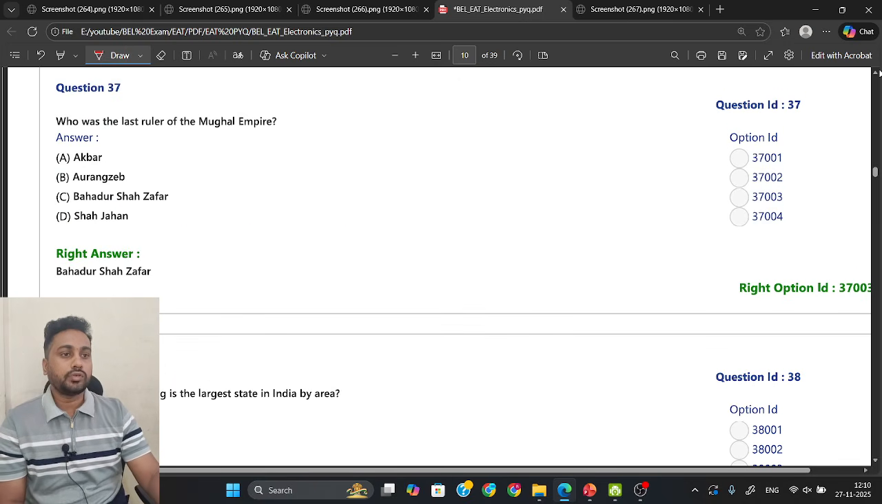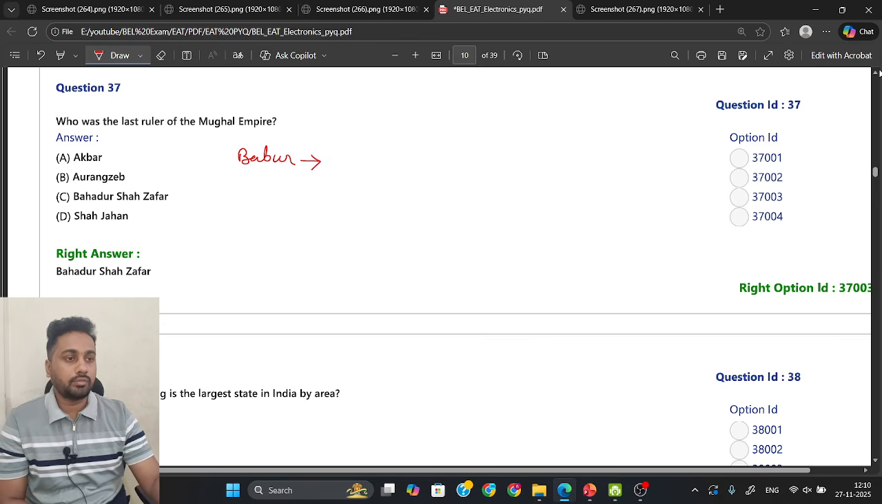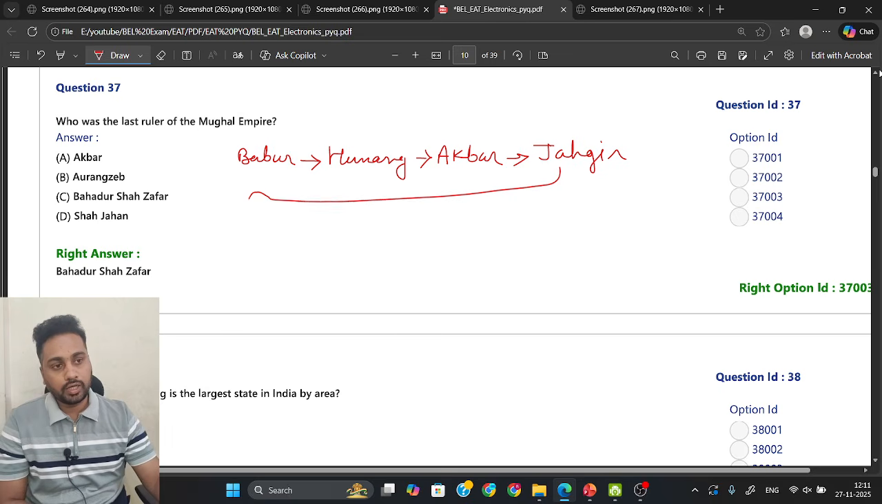Who was the last ruler of the Mughal Empire? For the Mughal Empire, the first one we have is Babur. After Babur, Humayun came. Then Akbar came. Then after Akbar, we have Jahangir. Okay, after Akbar, Jahangir came.